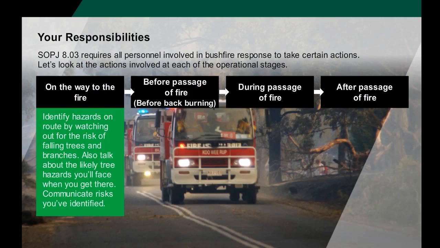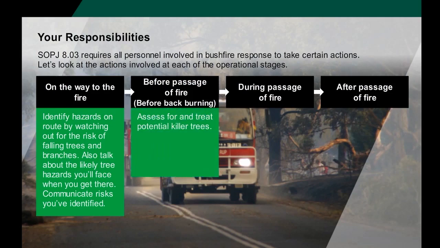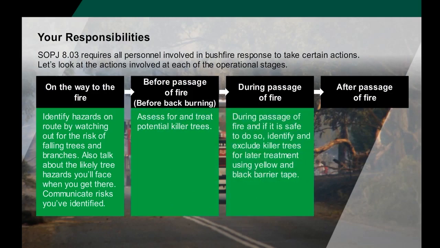Communicate risks you've identified. Before passage of fire, that is, before backburning, assess for and treat potential killer trees. During passage of fire, and if it is safe to do so, identify and exclude killer trees for later treatment using yellow and black barrier tape.